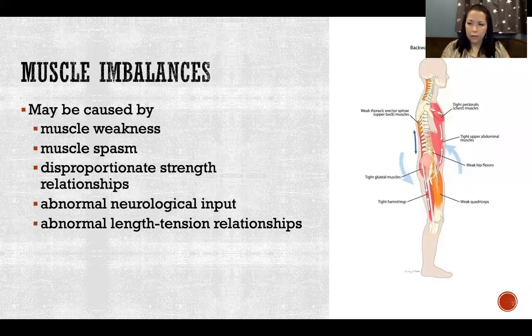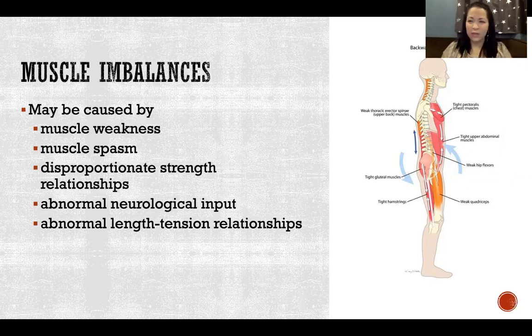So we have all kinds of muscle imbalances that we might observe doing postural assessments. So we could have muscles that are weak, muscles that are in spasm, disproportionate strength relationships. You see that a lot. I'm sure most of us know somebody who always wants to work out and do pecs and biceps, you know, the show muscles.